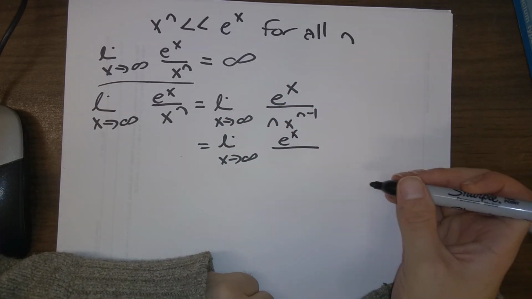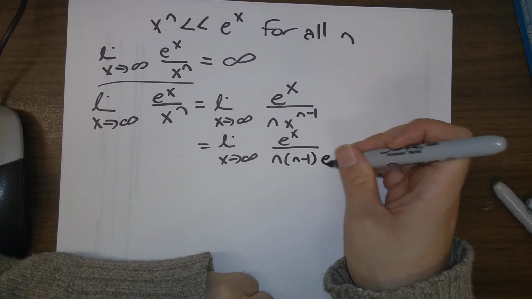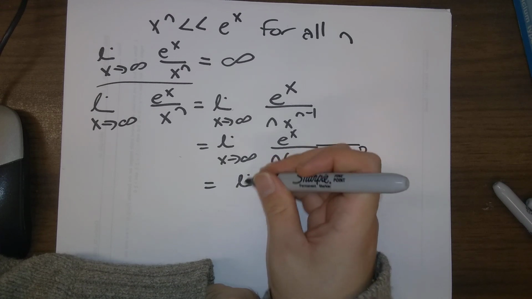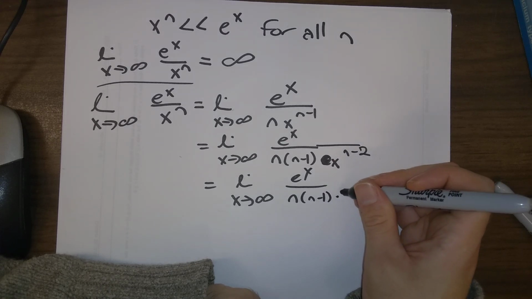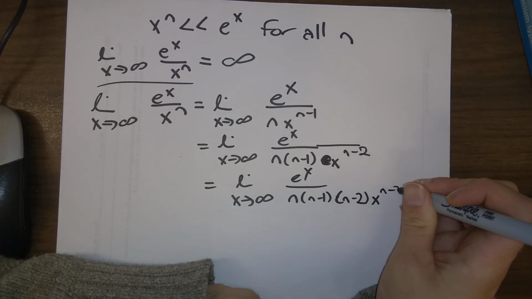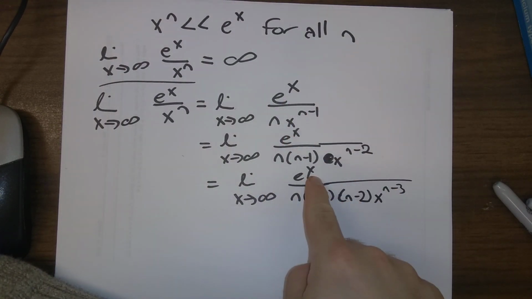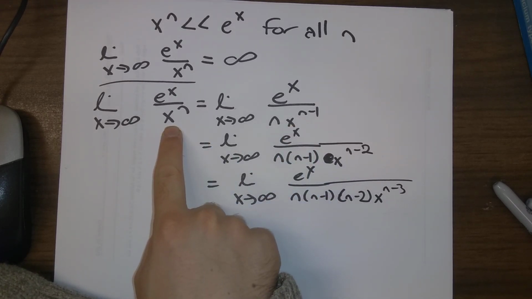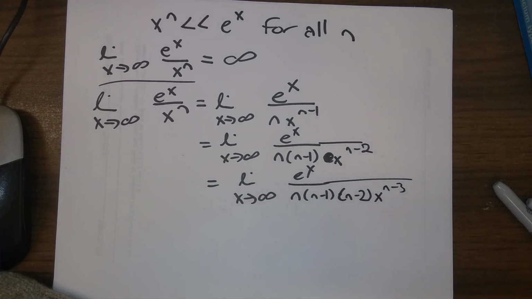And so the derivative of e to the x is e to the x. The derivative of n times x to the n minus 1 is n times n minus 1, x to the n minus 2. We apply L'Hopital's rule again: e to the x over n times n minus 1 times n minus 2 times x to the n minus 3. And so the thing that you should realize here is that the numerator is always staying as e to the x, and the denominator is losing a power of x each time. It's going from x to the n to x to the n minus 1 to x to the n minus 2 to x to the n minus 3. We're losing a power of x each time.